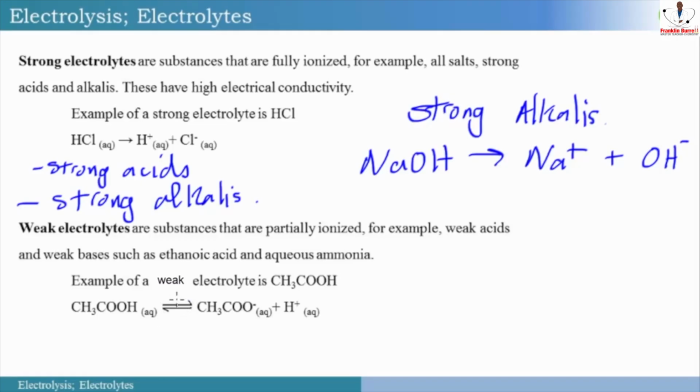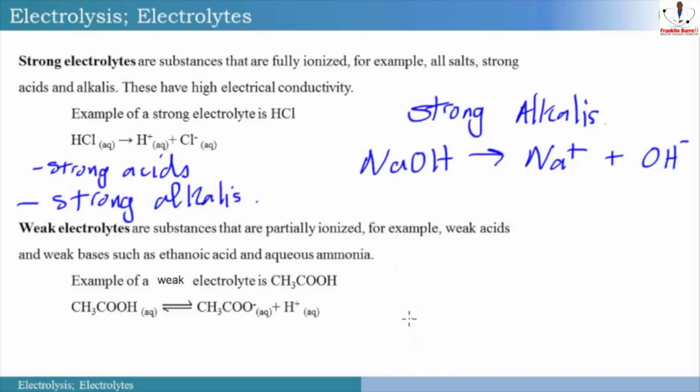Remember, the reversible arrow is saying that this is our reactant and it produces the products ethanoate ions and H plus ions. But because the arrow is reversible, these will now react and combine to form back this substance. And therefore, this part will now be acting as the reactants and this will be the product in the reversible reaction. So you'll see that we won't have a lot of ions present in the solution.